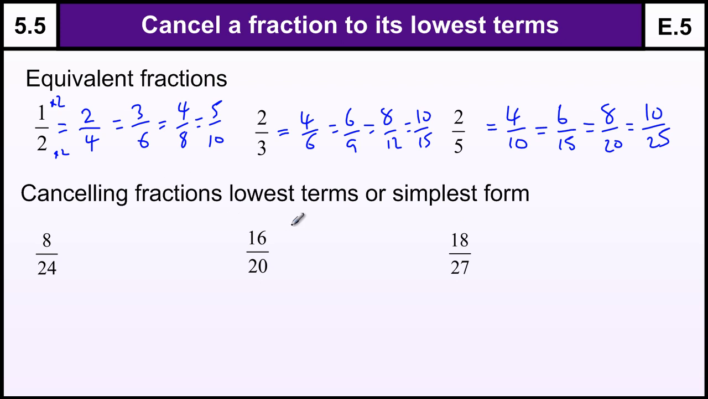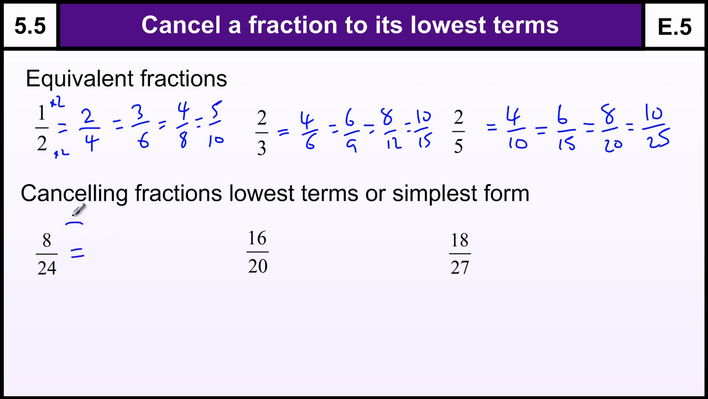Now cancelling fractions to the lowest terms or simplest form is just doing the reverse of that. You've got a fraction that's in equivalent form. So if I had 4/8 and I wanted it in the simplest form, I've got to figure out how to get back to a half. So I'd have to realise that 4 goes into 4 and 8. So what I'm looking for is something that goes into the top and the bottom. Now I don't have to find the biggest thing, although it does help if you can do it straight away.